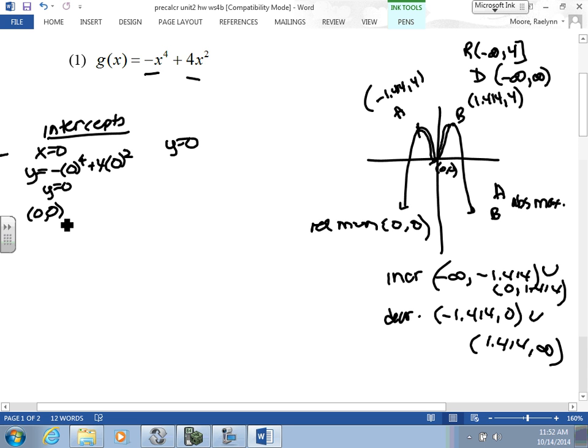Now my y equals 0 will tell me where my intercepts are, where my solutions are, my real zeros on my x-axis. So I substitute in y of 0, and I have to factor this. So what's a common factor I can take out of that? Okay, let's take out the x squared, and we're left with negative x squared plus 4.